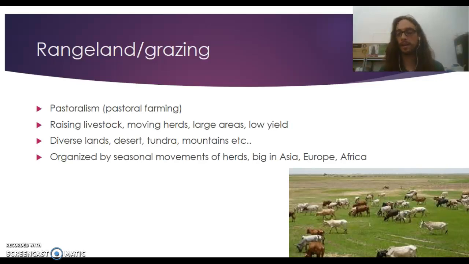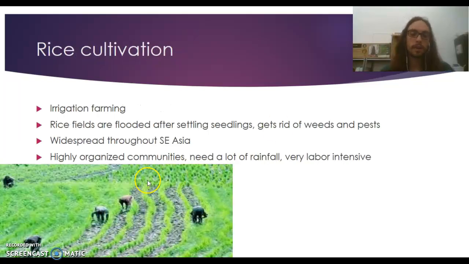It's relatively sustainable if you can make it so that not too many people are overgrazing. We talked about that. And this type of agriculture is big in Asia, Europe, and Africa. We still do have rangelands in America, but we're kind of moving away from that practice. Another agricultural practice is rice cultivation.